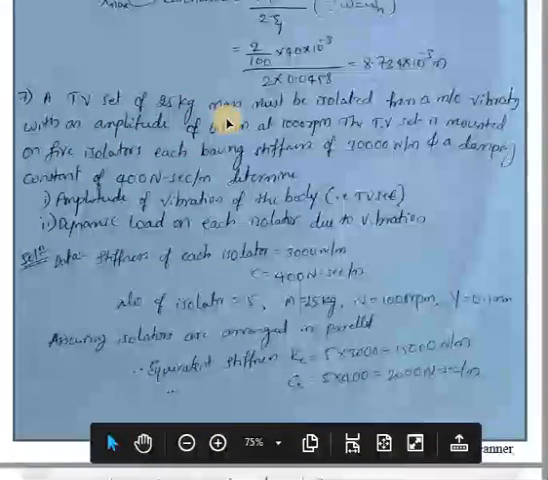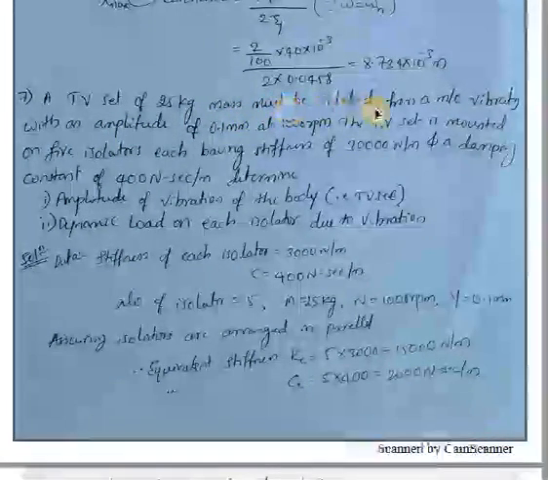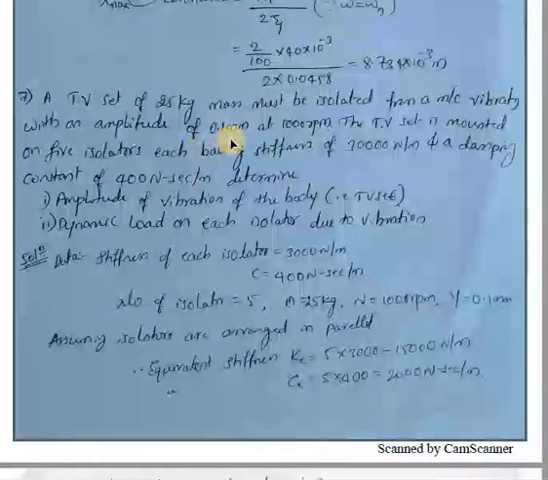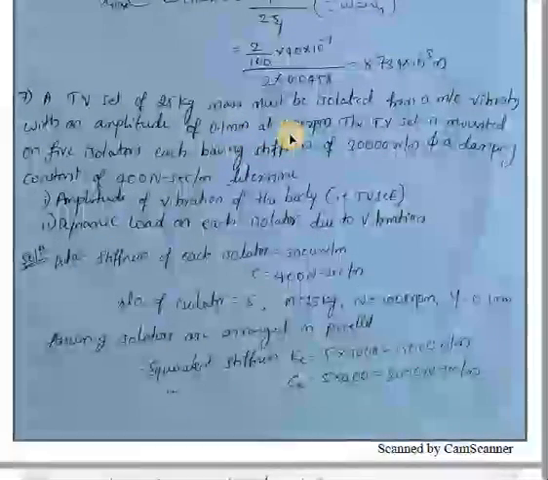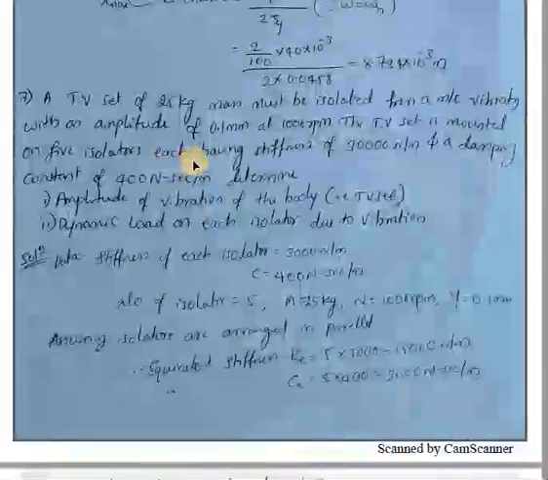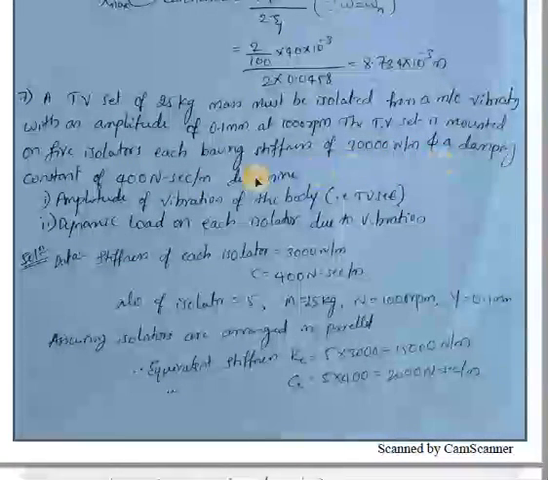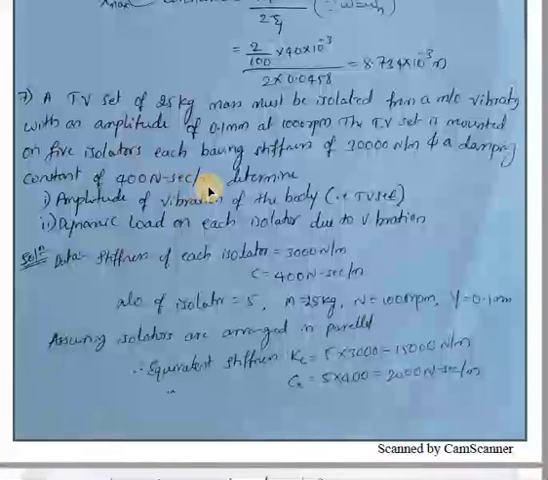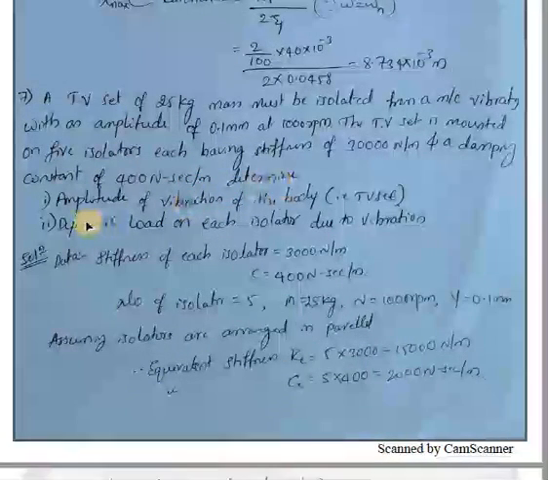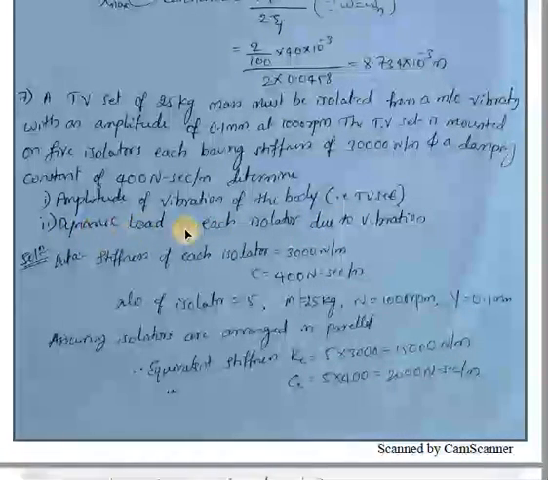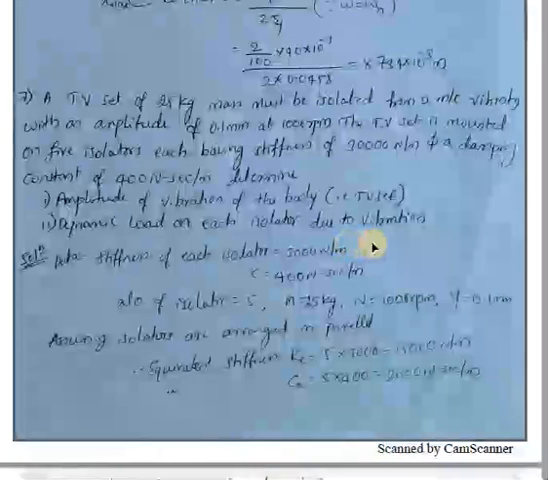Then the next problem is a TV set of 25 kg mass that must be isolated from a machine vibrating with an amplitude of 0.1 mm at 1000 rpm. The TV set is mounted on 5 isolators, each having a stiffness of 3000 Newton per meter and a damping constant of 400 Newton second per meter. Determine, first, the amplitude of vibration of the body, that is the TV set. Second, the dynamic load on each isolator due to vibration.